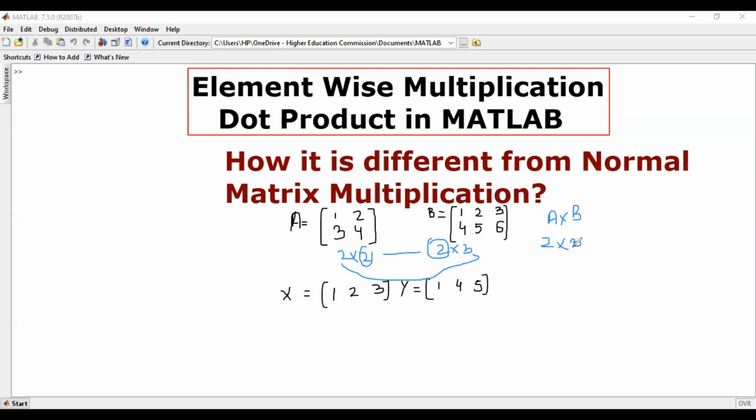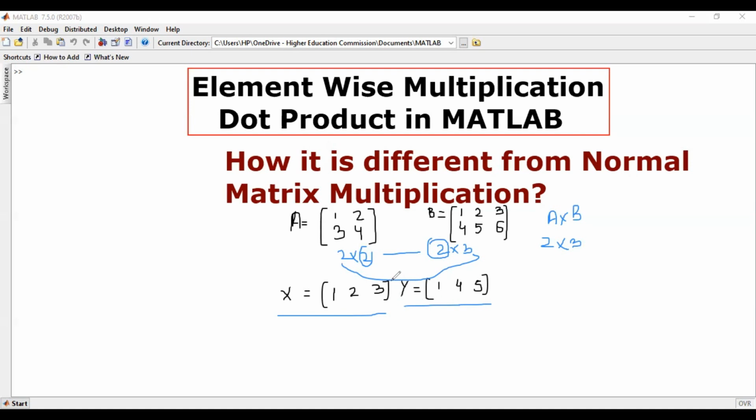in case of vectors, and when we are dealing with communication signals, right? So normally we deal with them as vectors. Here I've considered a vector x equal to 1 2 3, and it is a row vector. We know that it has only one row, so it's a vector. And similarly, we have considered another vector, which is y, with 1 4 5 as elements, and it is also a row vector.